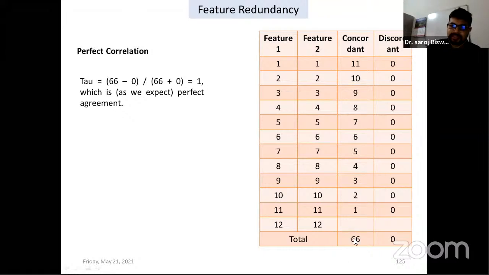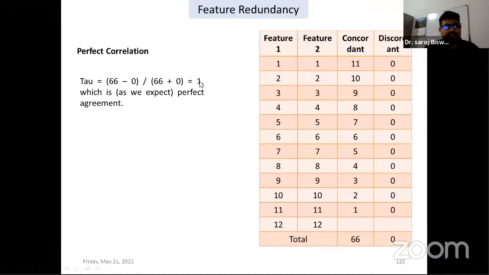The summation becomes 66, and the discordant is 0. Now if you keep these values in Kendall's tau, the value becomes 1. Whenever the linear behavior of the two variables is the same, we get exactly 1. So if we have exactly 1, it means the variables are exactly similar.